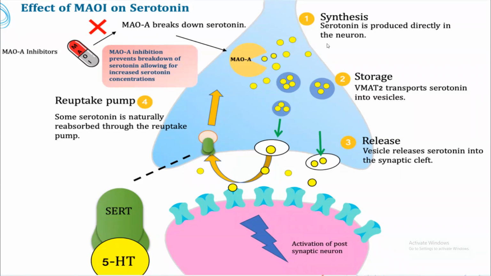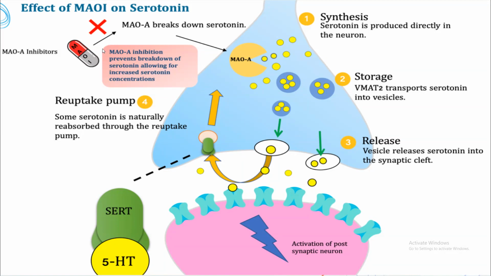Serotonin is produced directly in the neuron. Then storage occurs. VMAT transports the serotonin into the vesicles. Then these vesicles release the serotonin into the synaptic cleft. And in the synaptic cleft, reuptake occurs, when some serotonin is naturally reabsorbed through the reuptake pump.